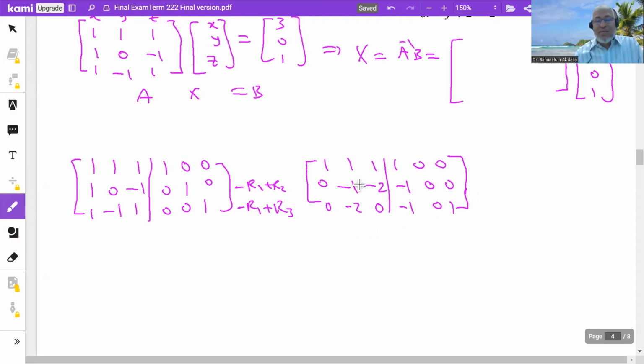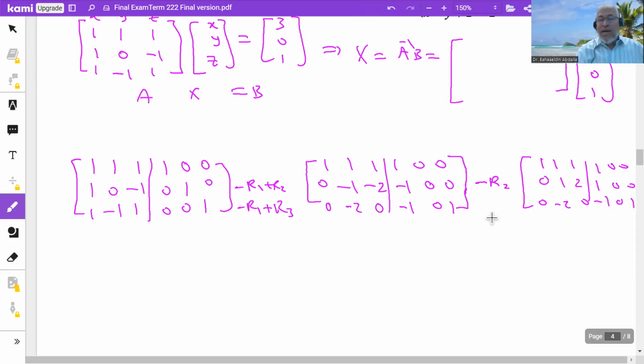Now the next step, we need -1 to be 1. So I multiply by -1. So I will have 1, 1, 1, 1, 0, 0, 0, 1, 2, 1, 0, 0, and 0, -2, 0, -1, 0, 1. And now, this is the new matrix.